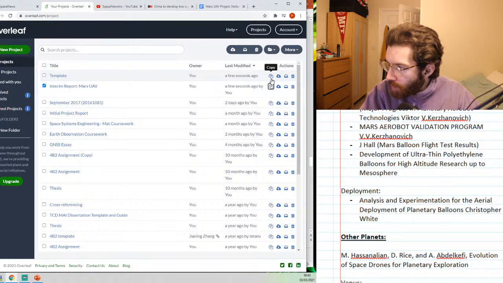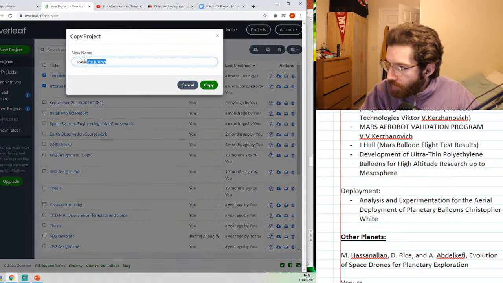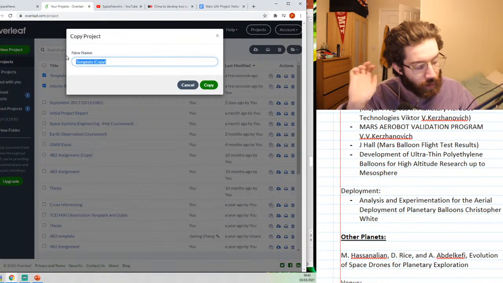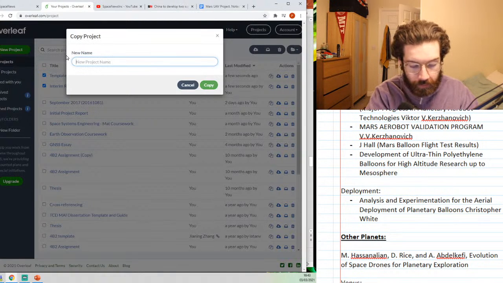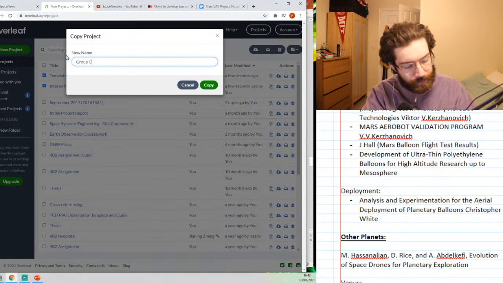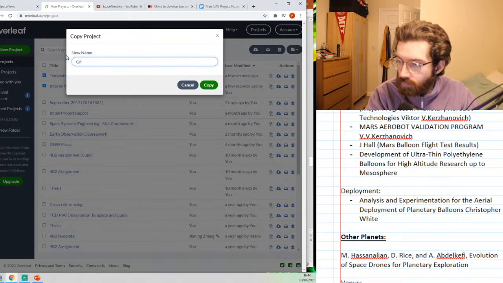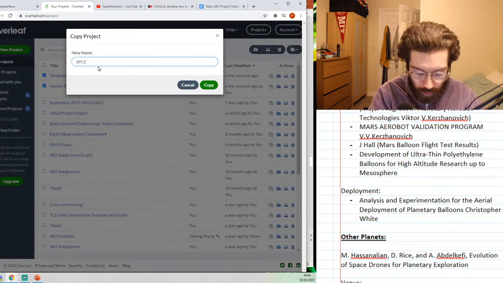And I'm gonna make one more copy because I have an assignment due. I think it'd be good to use Overleaf for that. What am I calling this? Group. Is it C I'm in? SPCE.